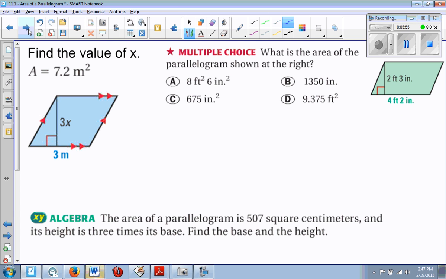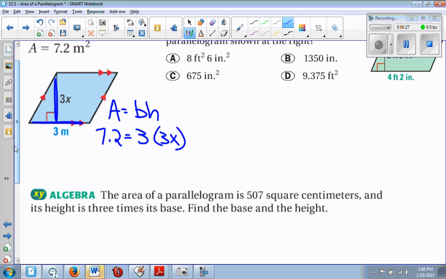The back side is about doing some things a little backwards. So notice in the first problem here on the left, you are told the area of the parallelogram is 7.2 meters. So if I start with the formula, A equals BH, I'm going to plug in what I know. The area is 7.2. The base of the parallelogram is 3. The height of the parallelogram is labeled as 3x. So my job is to solve for x.